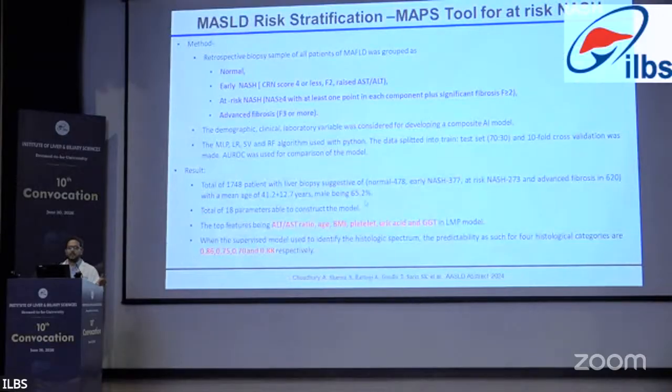And to further tell about these persons coming to us, we developed a MAPS tool, to tell whether he is in one of 4 groups: normal, early, intermediate, or advanced fibrosis. When we go for this, you can see the random forest strategy is best. You use only the parameters AST/ALT ratio, age, BMI, platelet, uric acid, and GGT. These simple parameters can tell with accuracy close to 86% which group he is in.